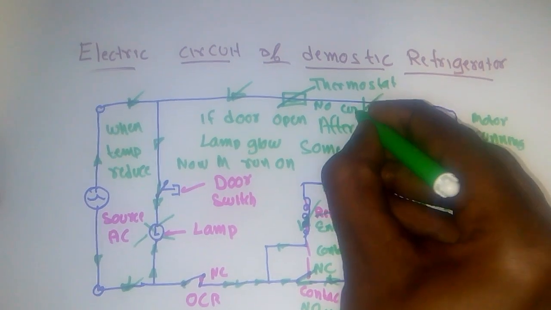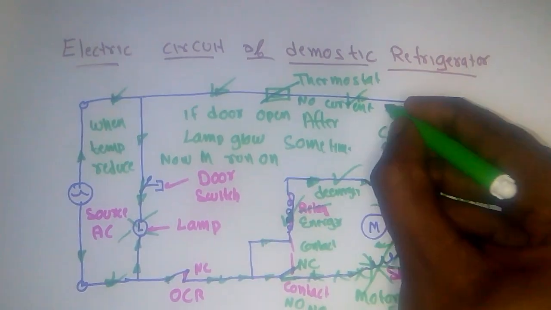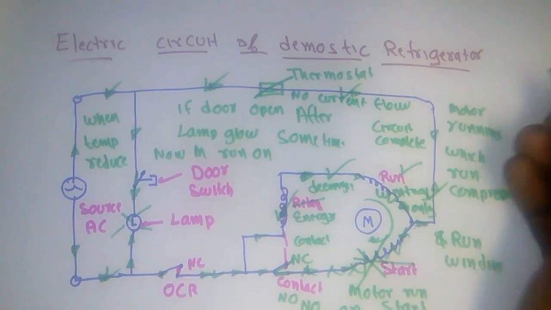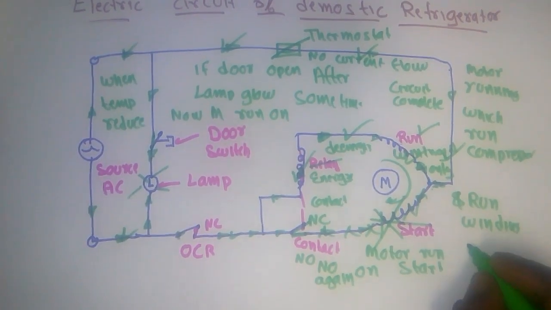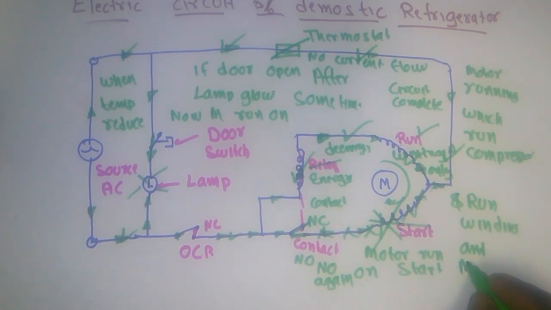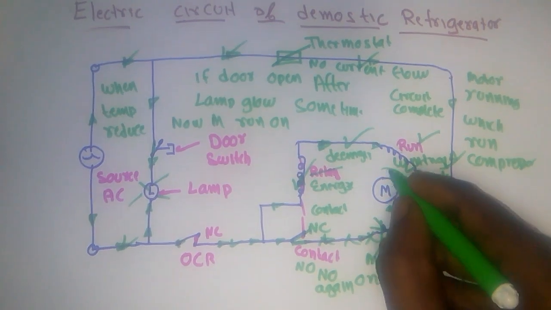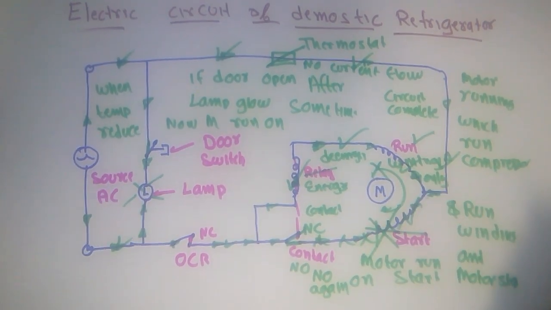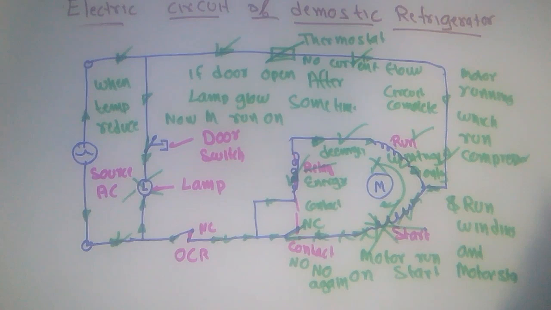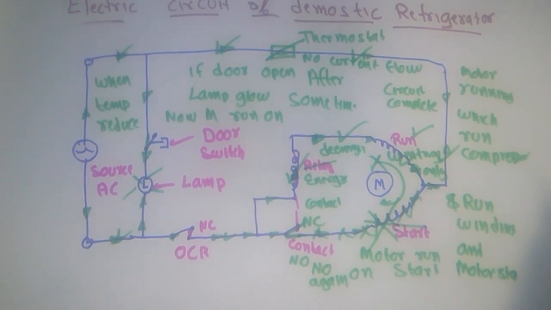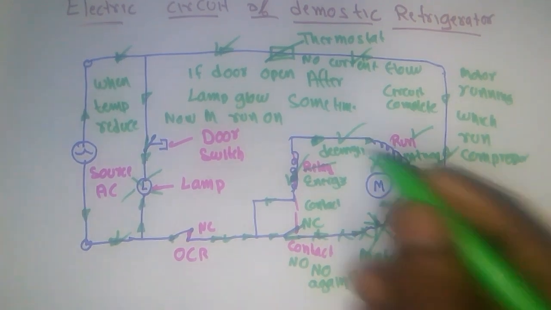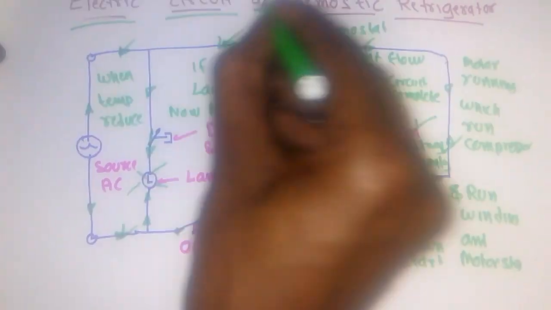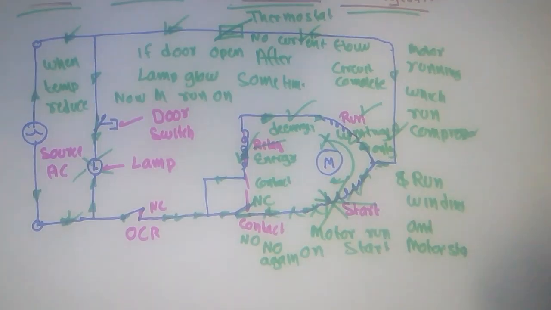It will make it a normally open contact, and no current is flowing in the motor, and the motor stops. And again, when the temperature rises up, the thermostatic switch makes the contact normally closed, and the motor starts again. This is the working of the electrical starter of a domestic refrigerator.